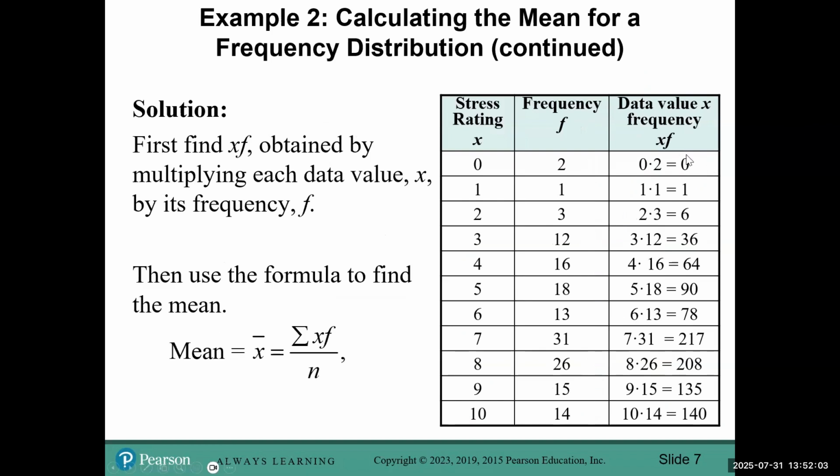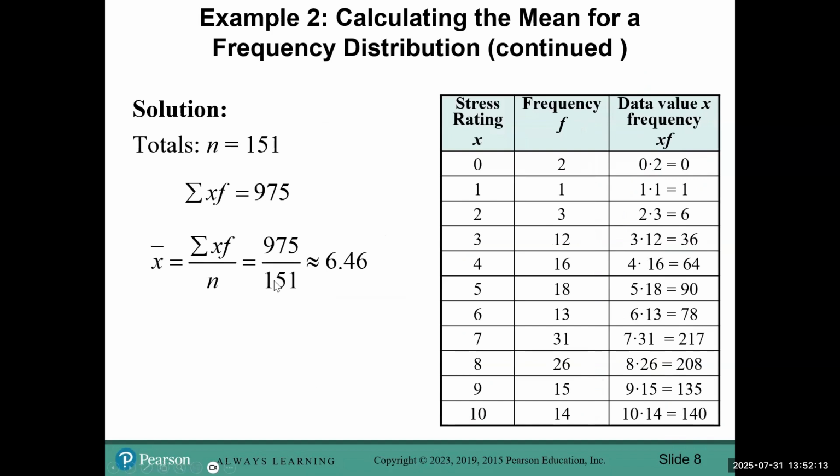Okay, so here's all of those values that we calculated. Then we're going to add all of those up and divide by the sum of the frequencies. So here's what that equation is going to look like. So if I add up all of these values, I get 975. If I add up all the frequencies, I get 151. And then when I divide them, I get 6.46.